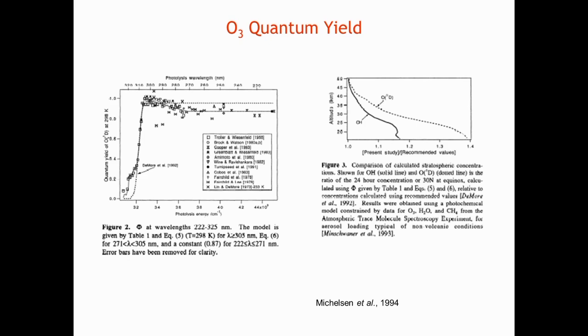So this here tells you something about the amount of O singlet D and OH in the atmosphere. So the O singlet D is... Got any pens?